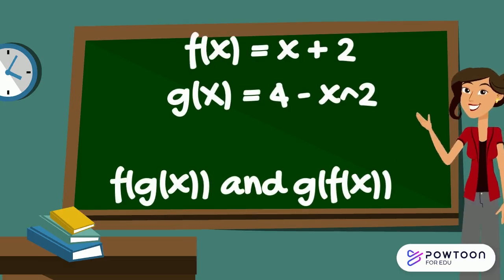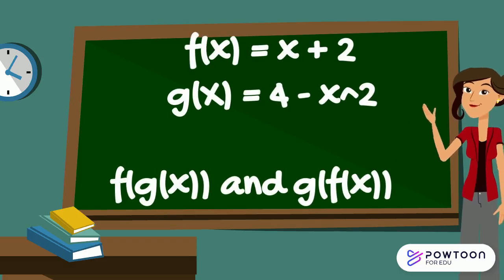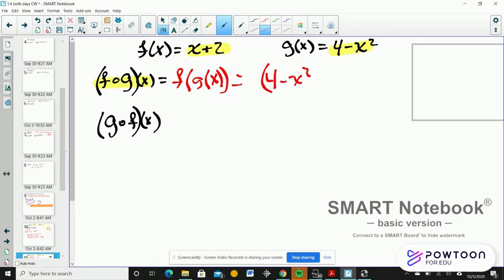For the next example, we're going to start with two new functions and find f of g of x and g of f of x. Now for our new functions, x plus 2 and 4 minus x squared, first we're going to find f of g of x. That's taking f of g of x, so we're plugging function g in for x in f. That's going to equal 4 minus x squared plus 2, and that simplifies to 6 minus x squared for f of g of x.